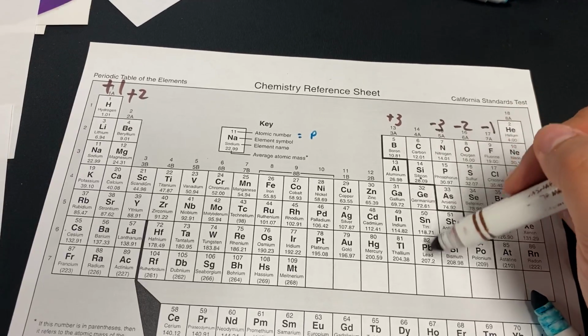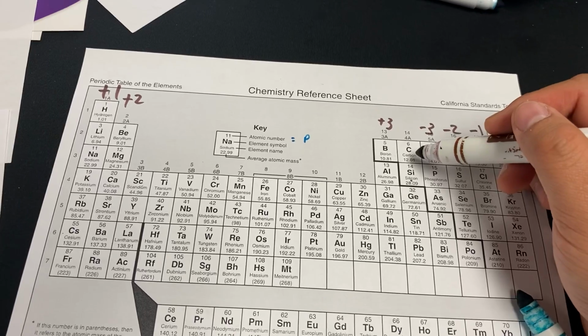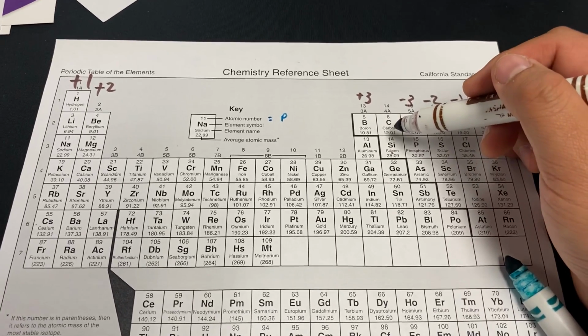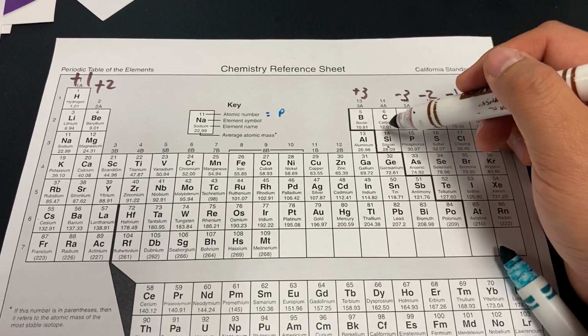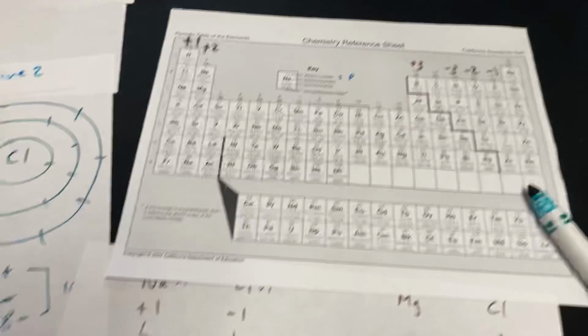Carbon and silicon, these guys down the middle, do not tend to form ions because 4 electrons is just too many for the atom to be able to gain or lose. And so they tend to form stable octets by forming covalent bonds instead. So they do not form ions.